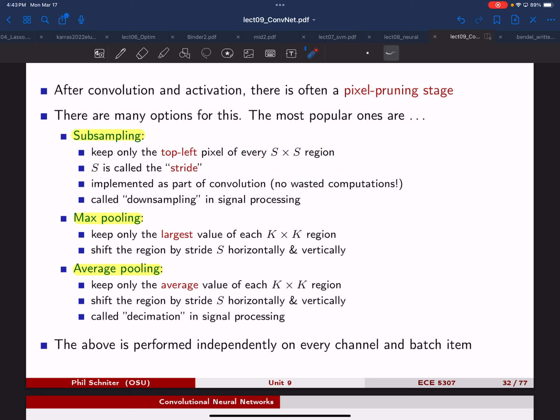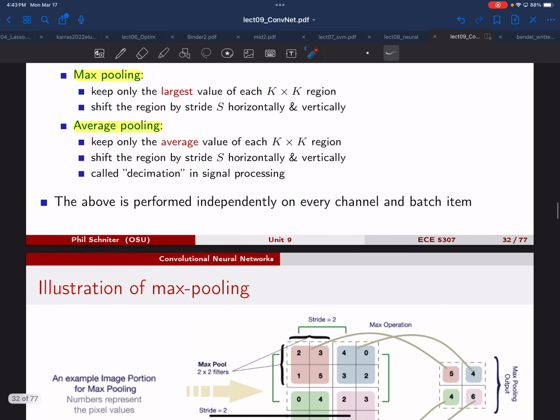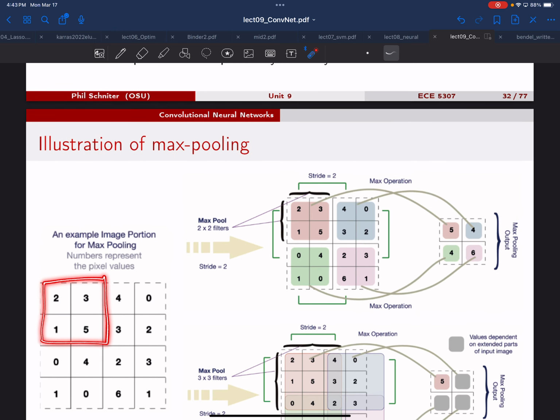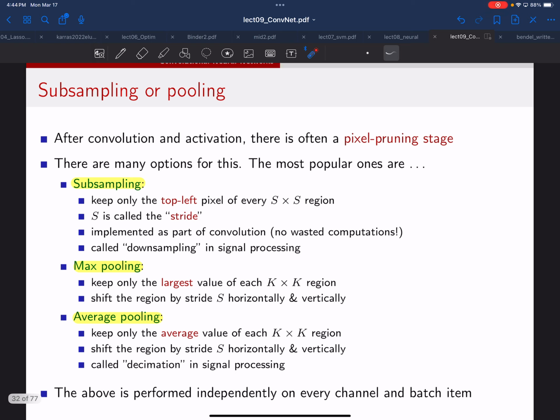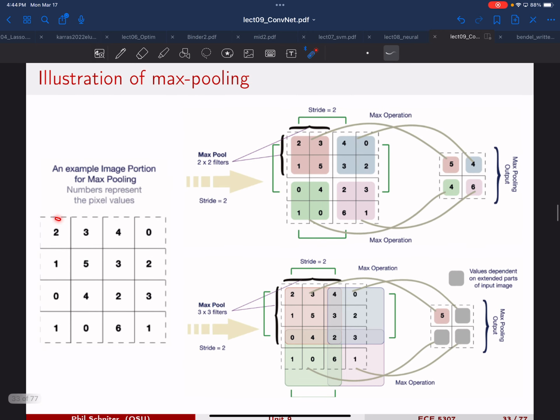Yeah, so S by S is the region over which you take the top left pixel. That's called the stride. So in this picture, the stride would be 2, because we're just taking 1 pixel from each S by S. And then the other thing is that subsampling is not actually implemented after convolution, but together with convolution. Because if you know you're going to take these pixels, then there's no point in ever computing these other ones. It would be wasteful. So when you do convolution with stride, it only computes these. It doesn't compute any others.